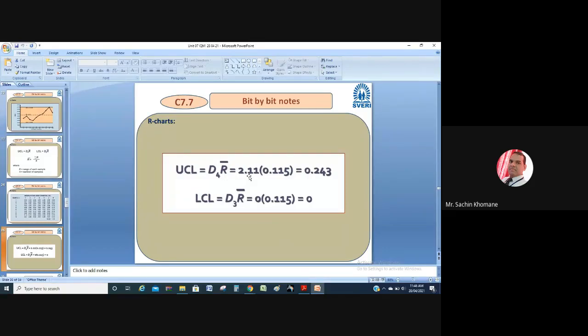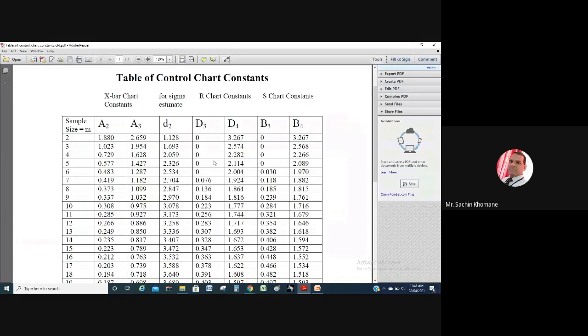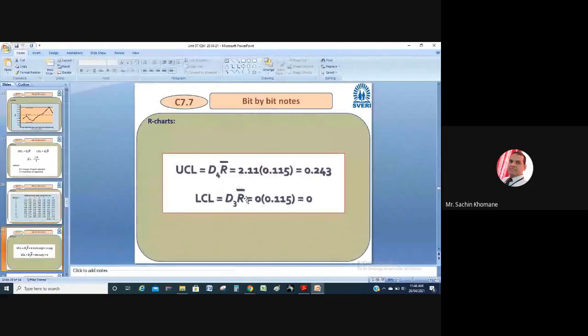Okay, and what is the LCL? D3 itself is 0. Is it for up to the 6th reading? Means for 5th, D3 is 0. So if you multiply R bar with 0, the value will be 0. So LCL is 0 and UCL is 0.243. And what is the R bar? Means center line is 0.115.